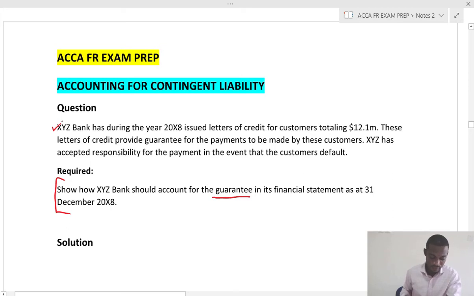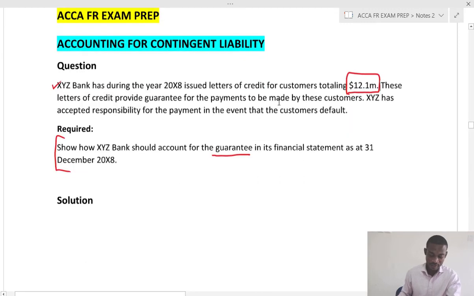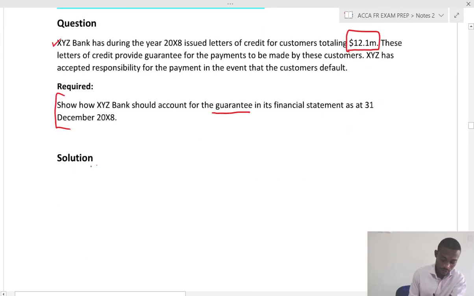XYZ Bank has during the year 2008 issued letters of credit for customers totaling 12.1 million. These letters of credit provide guarantee for the payments to be made by these customers. XYZ has accepted responsibility for the payment in the event that the customers default. Now, in looking at the details of this, we have to establish the following using the criteria for accounting for a liability or a provision.